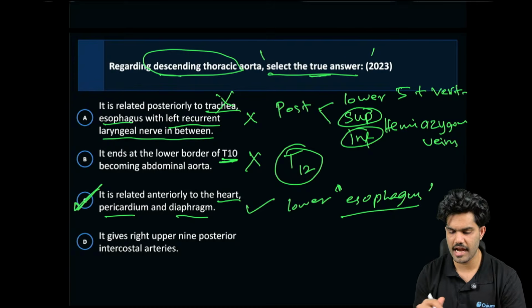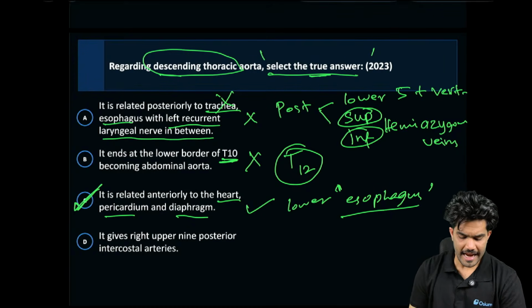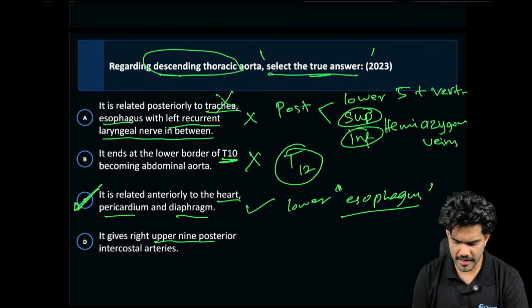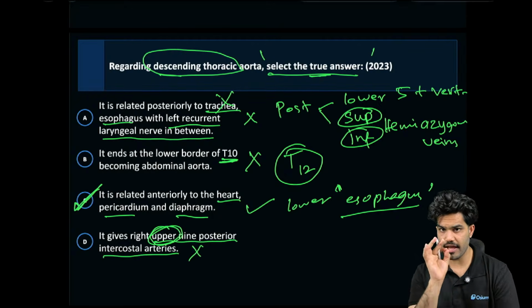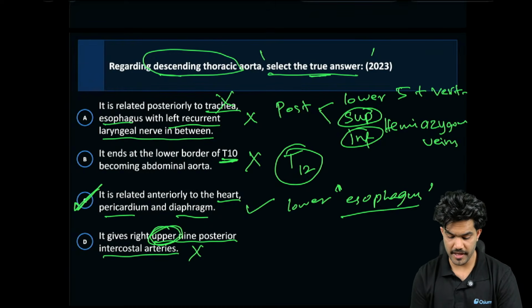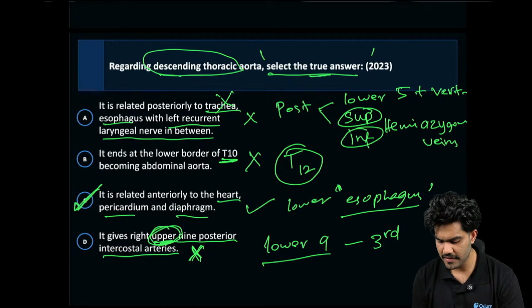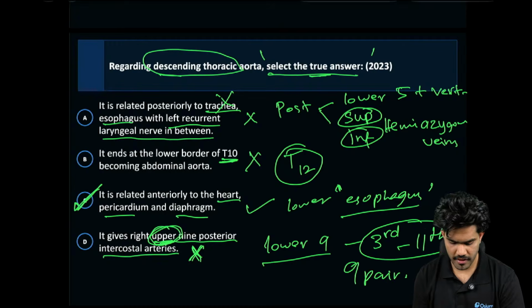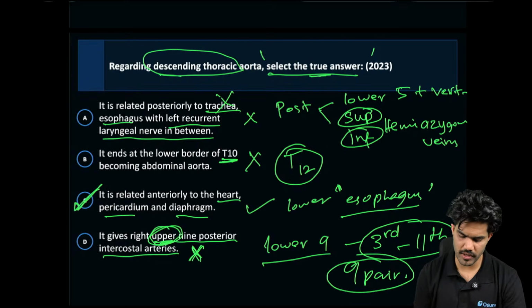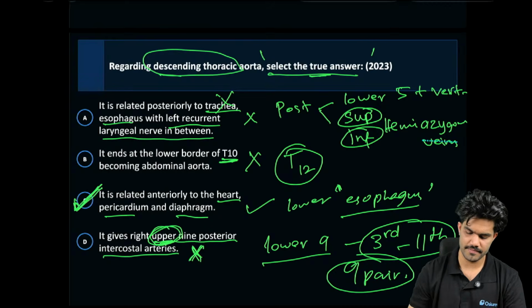Anteriorly, the esophagus is also present. It gives right upper 9 intercostal artery. No, it is not upper. Here you can be confused, so please don't confuse yourself. It is not upper, it is lower 9. So I told you which branches? 3rd to 11th, 9 pair. So the true statement will be C.